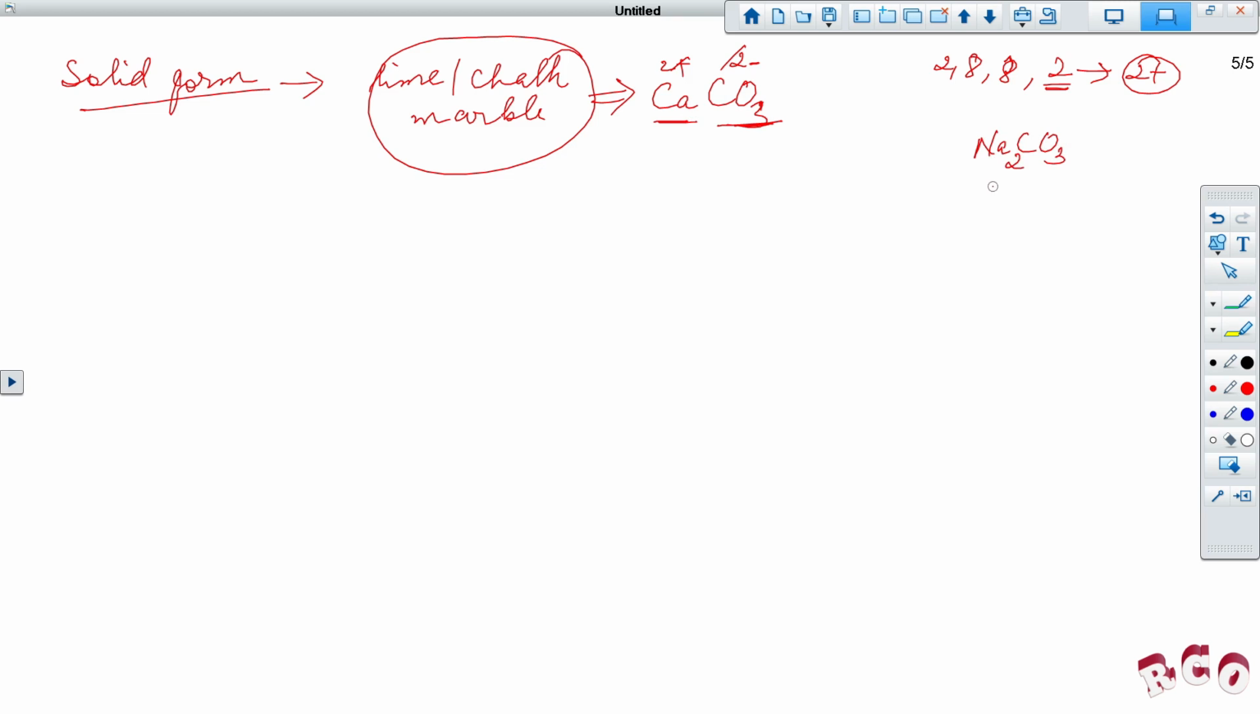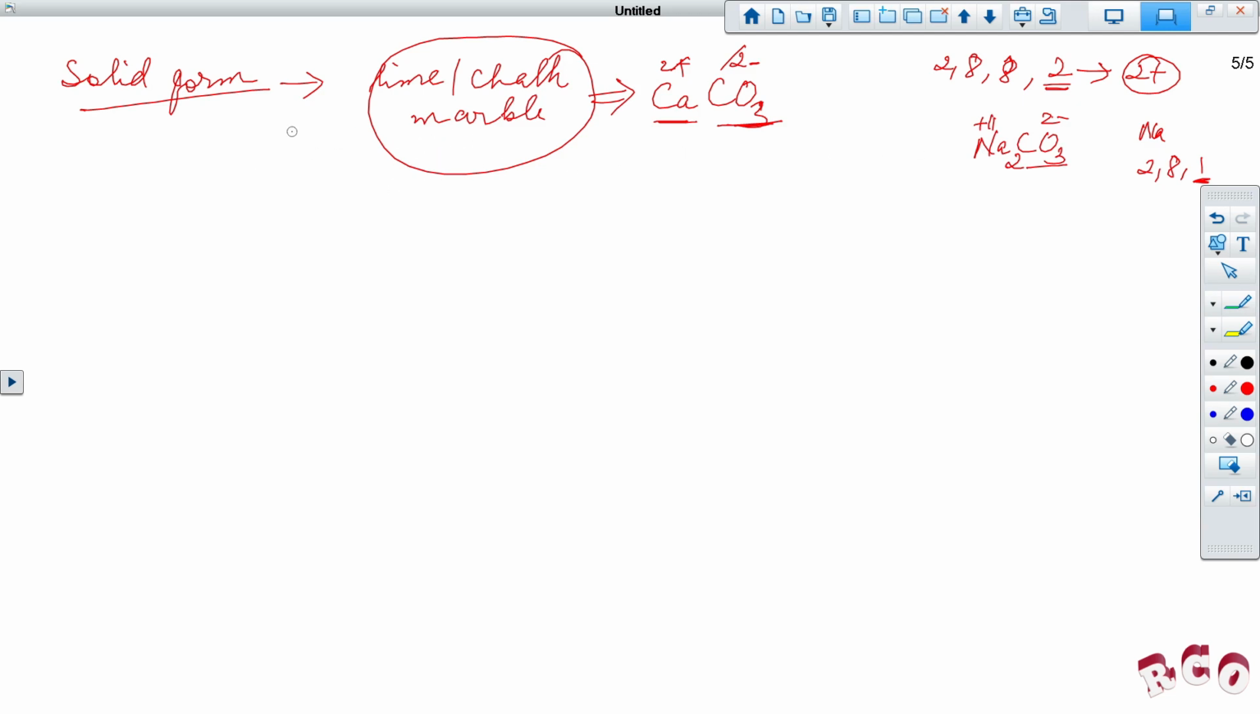Sodium carbonate is this one, Na2CO3. Why is it so? Sodium is atomic number 11, 2, 8, 1. So it will lose 1 electron, so plus 1. And then this is 2 minus. So this 2 comes here, and this 1 goes this side. So this is additional information.